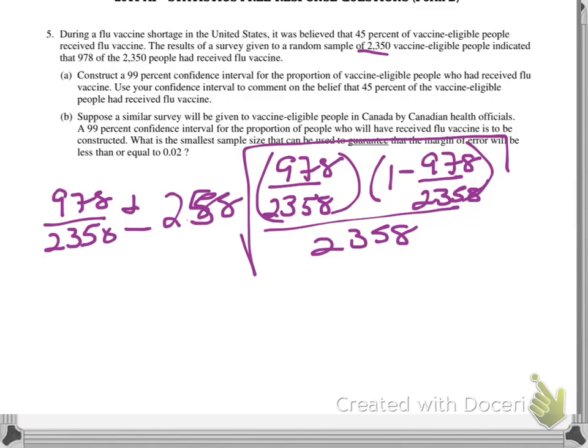Okay, so I'm going to go to stat tests. And again, this is a 1 prop Z int. And my hits are 978. And my N is 2350. I made all these look like 8s. Shame on me. Okay, I want a 99% confidence interval. So I get 0.3899, 0.4424.